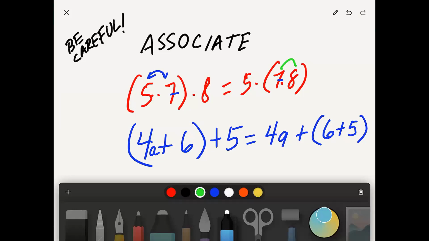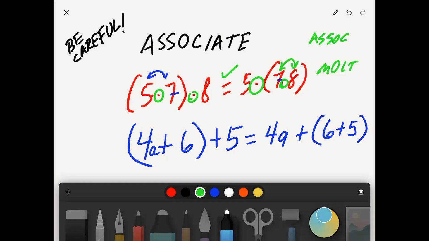So these two now are associating. So all it means is that you're regrouping. But the thing is, 5 times 7, parentheses, times 8 is equal to 5 times, parentheses, 7 times 8. Those are equal because of the associative property. And this is an example of the associative property of multiplication, because we're associating around the multiplication sign.